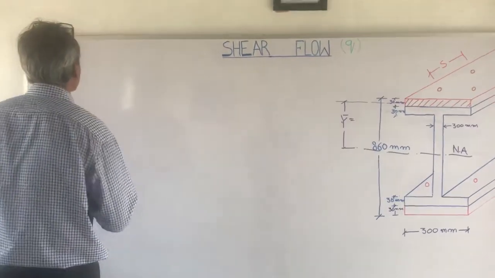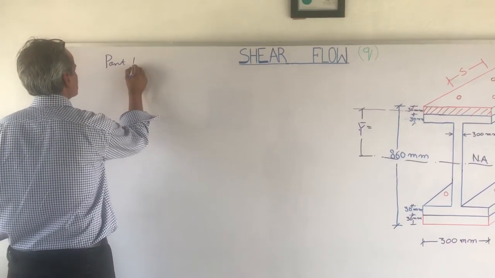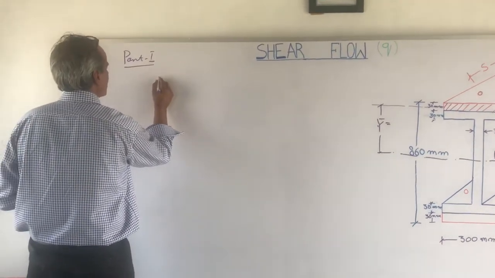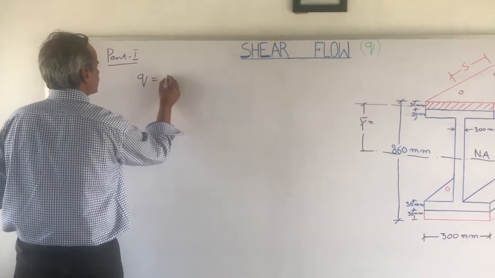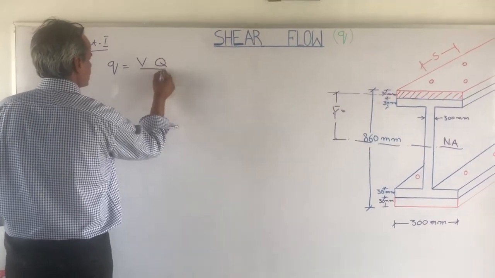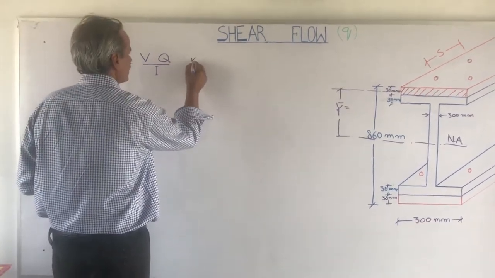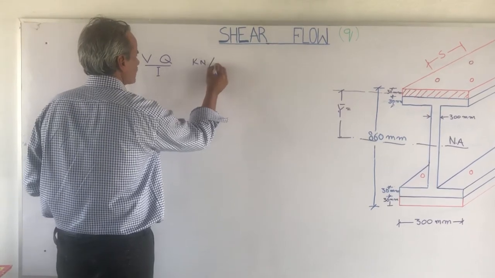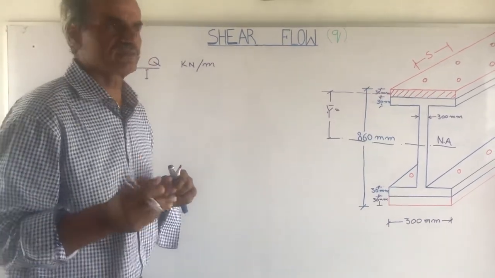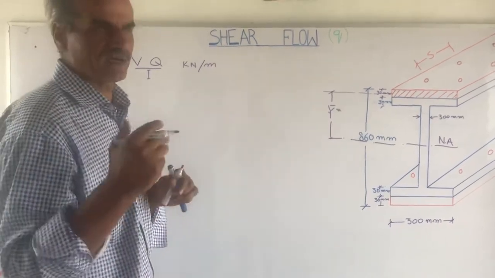The formula for this shear flow is, this is now part one, in which we will find out the shear flow. The formula is small q equal to capital V into capital Q divided by I, and its units shall be in MKS system kilonewton per meter. Now I explain all the terminologies on the right side one by one, and we also find them out.